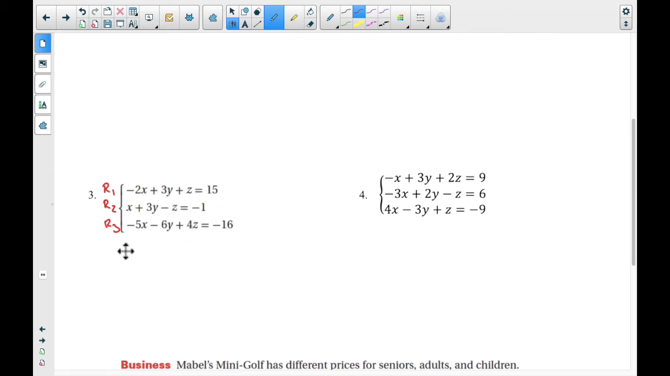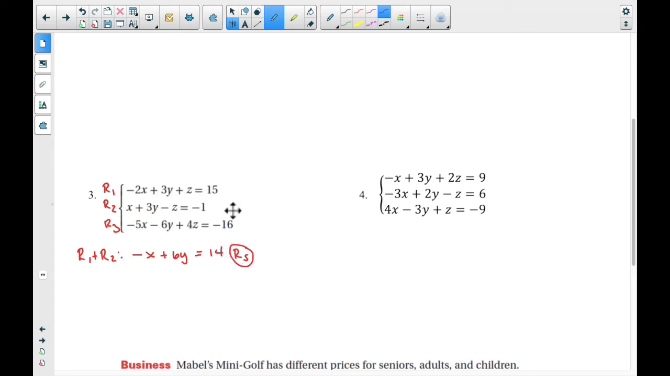So if I take R1 plus R2, and I'm just going to add these kind of in my head. Negative 2x plus x is negative x, 6y, and 14. I'm now going to call that R5. So that's, for me, that's going to be R5. Then what happened was I got rid of the z. I want to get rid of a z again.